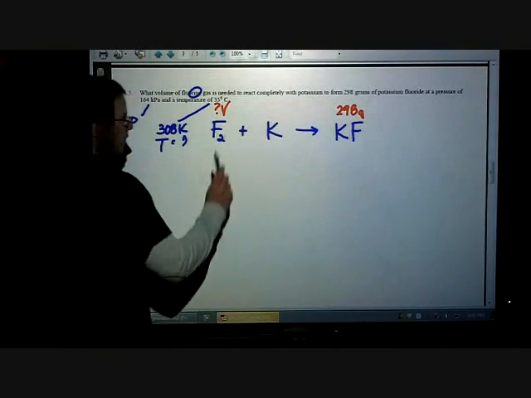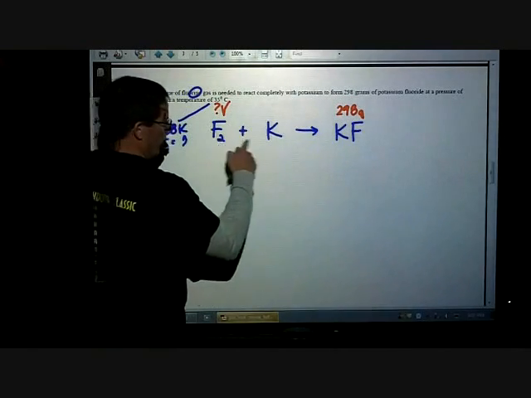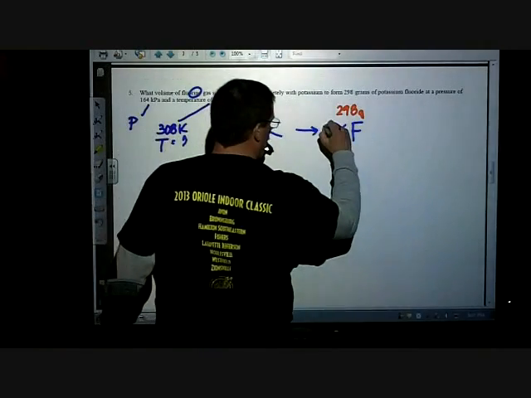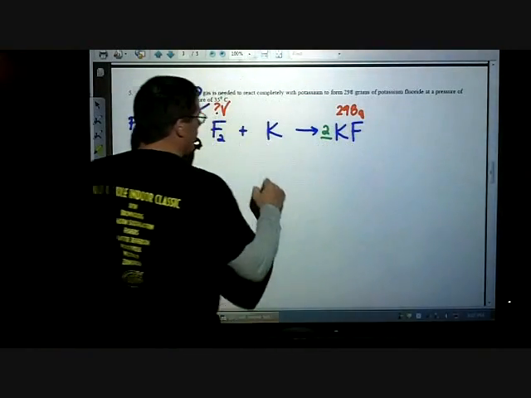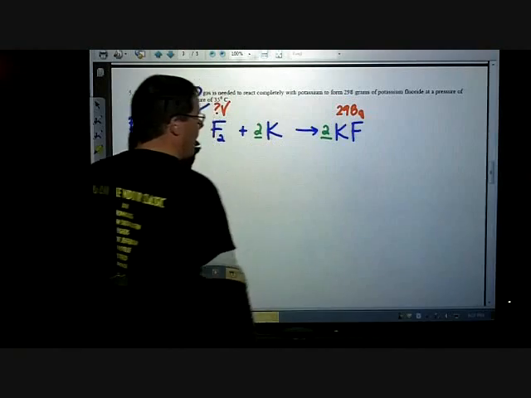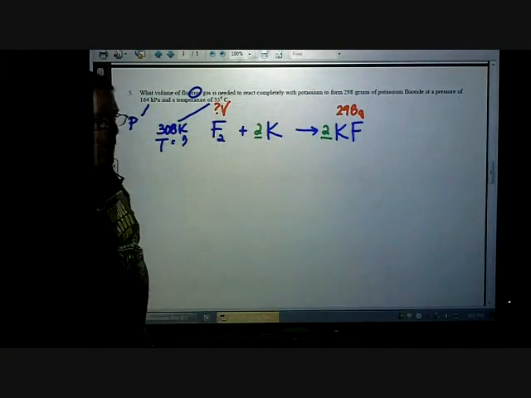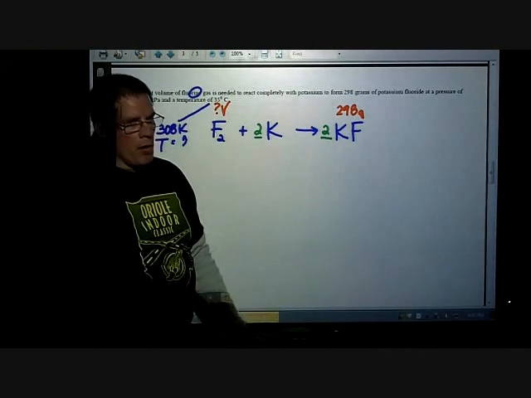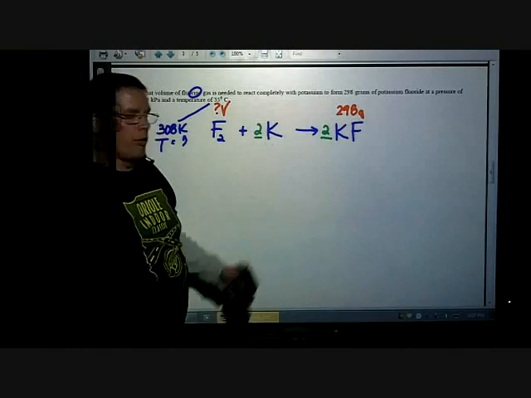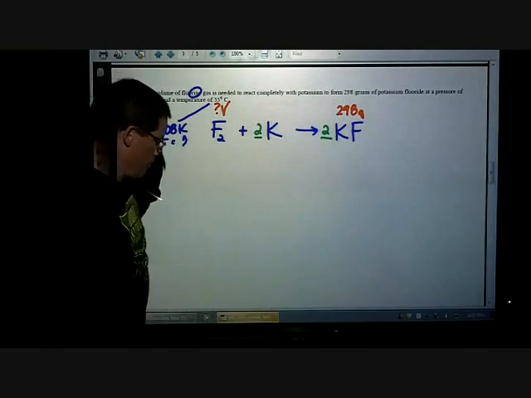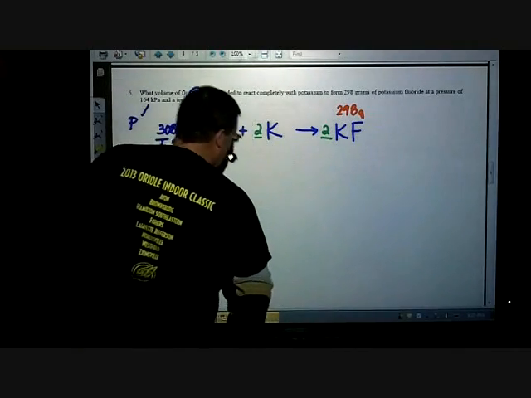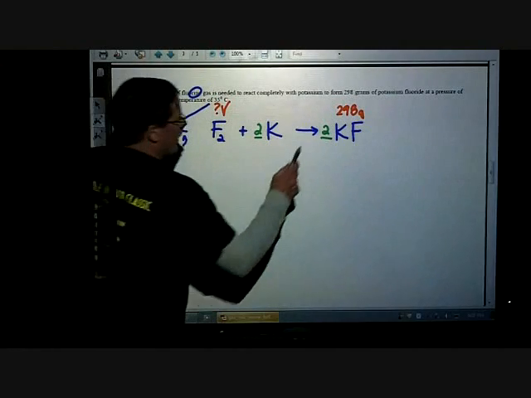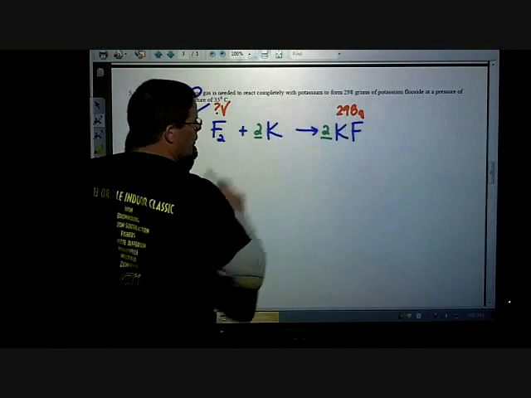All right, so step one, is that balanced? Well, we have 2 fluorines here and only 1 there. So that means I need a 2 there, and I also need a 2 there. Okay. We don't know anything about the potassium. Better yet, we don't care about the potassium other than balancing it for the equation. Okay. So now that we know that, now we need to do our work here.